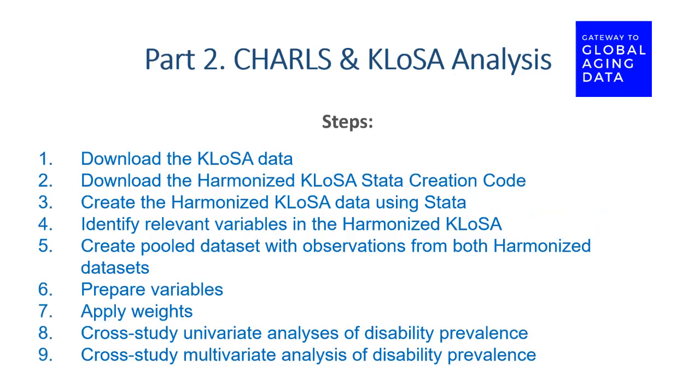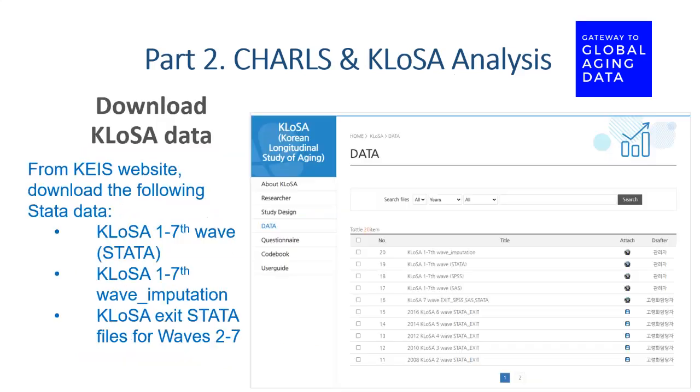So to do that, we need to download and create the harmonized KLOSA. We're going to identify relevant variables. We can do that the same way we did that in CHARLS. We're going to create a pooled data set with observations for both. We can prepare our variables. We're going to apply weights, and we'll talk about how to do that. And then we can do some cross-study analyses.